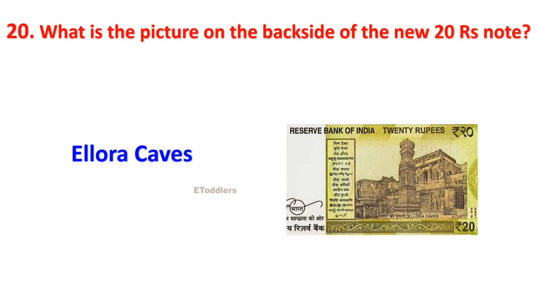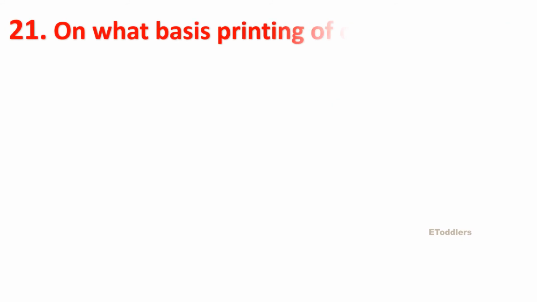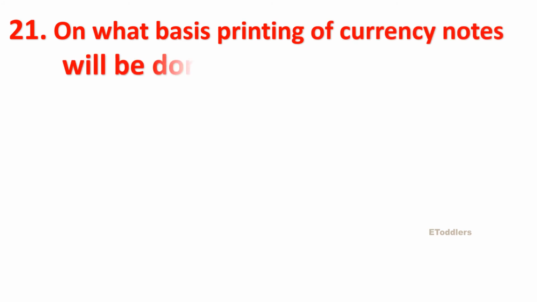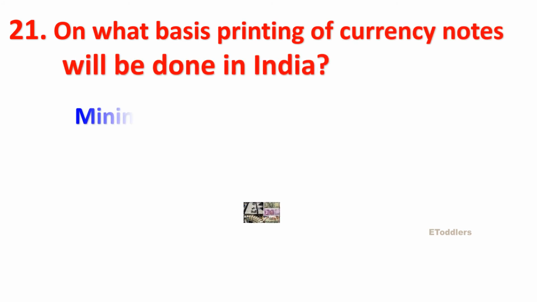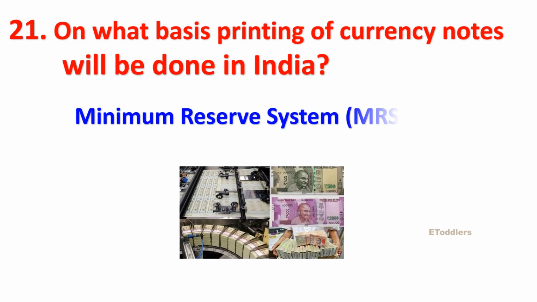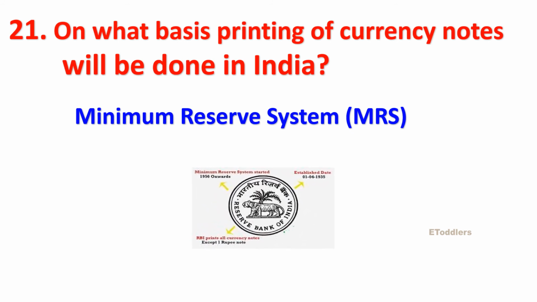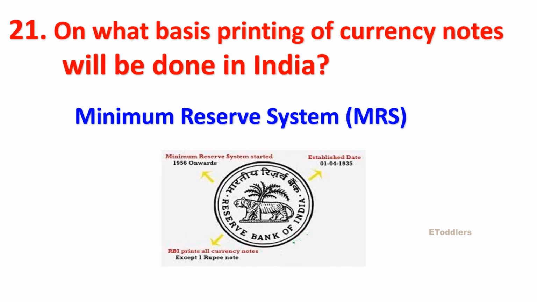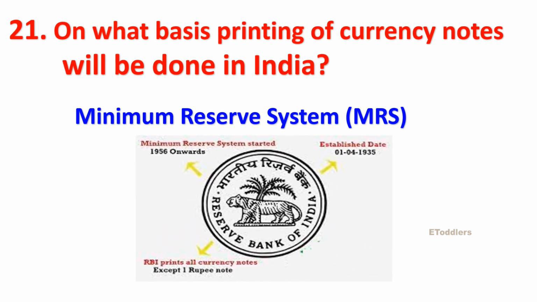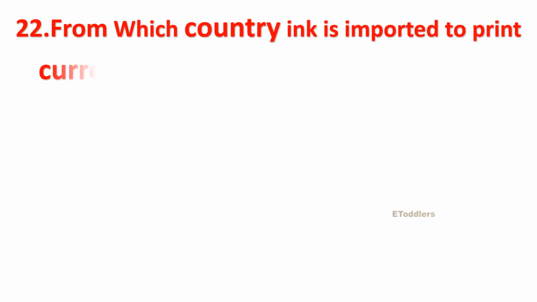On what basis will printing of currency notes be done in India? Minimum Reserve System (MRS). This system has been applicable in India since 1956. According to this system, the Reserve Bank of India has to maintain assets of at least 200 crore rupees at all times.